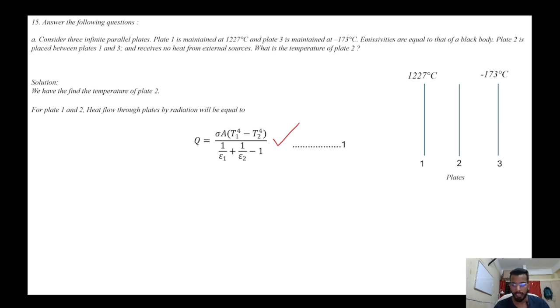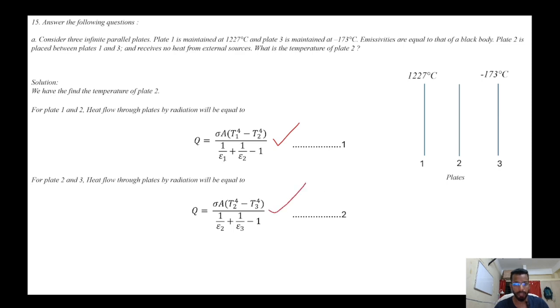Okay. For plate 2 and 3, heat flow through the plate by radiation will be equal to this formula. The formula is same. This is between plate 1 and 2. This is between plate 2 and 3. We know that flux always remains the same between the plates. Whether it is a cylinder, composite cylinder, wall, composite wall, sphere, composite sphere, flux always remains the same.